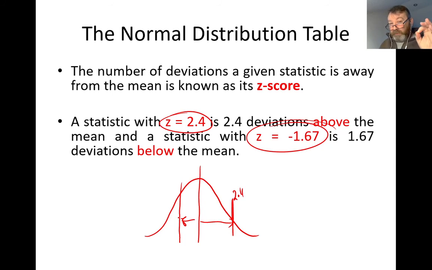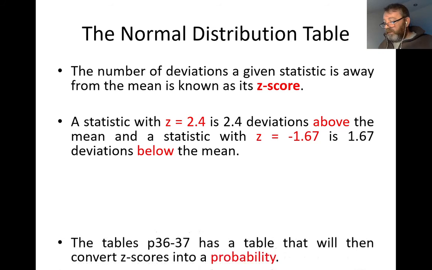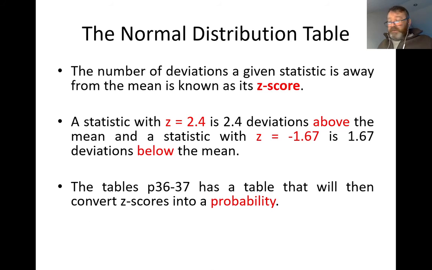So the first thing I want you to remember about deviations is this. Positive deviations bring you to the right-hand side, and negative deviations bring you to the left-hand side. And that's important when we come to using these things. So the tables, as I said already, page 36 to 37, have a table that will convert your Z-scores into probability. So there are 3 things we've got to do.